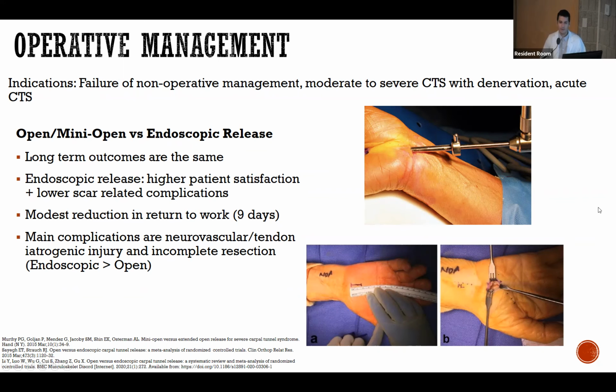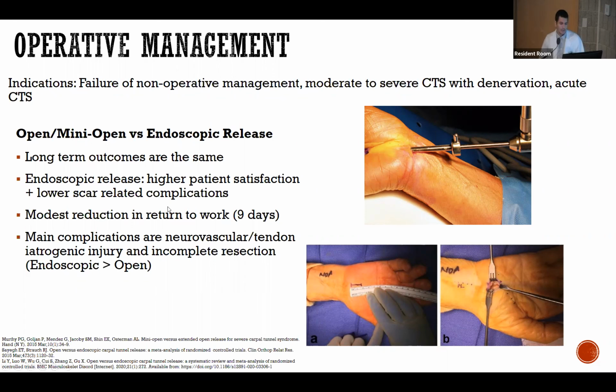And also the endoscopic release, in which 2 volar incisions are made, one to advance the endoscope and another to put in your tools to incise the transverse carpal ligament. It's a pretty hotly debated topic, but generally long-term outcomes, surgical times, things like pinch and grip strength, and validated scores are generally all the same at long-term follow-up. Proponents of endoscopic release will point to studies that have shown that patients tend to be satisfied with endoscopic release and have lower scar-related complications. And it also does have a modest reduction in return to work time, about 9 days median.